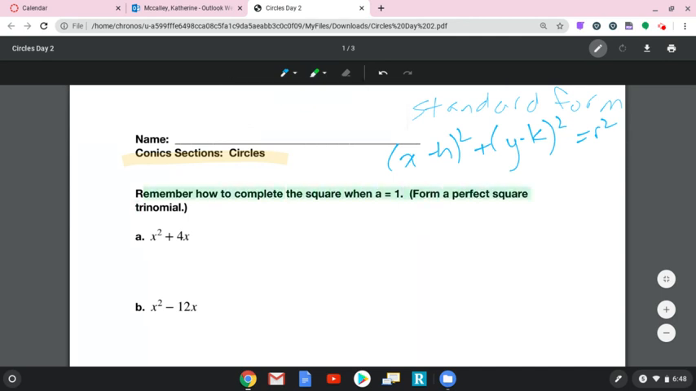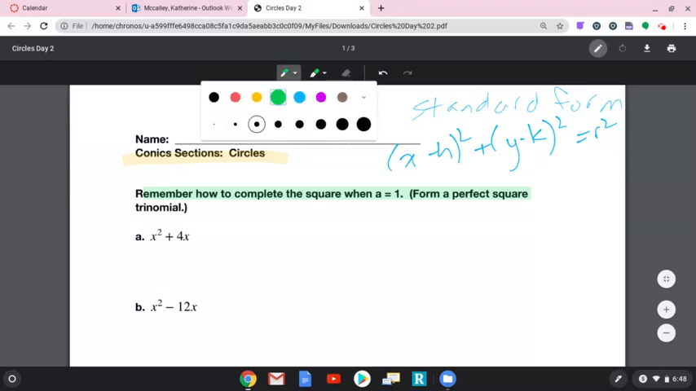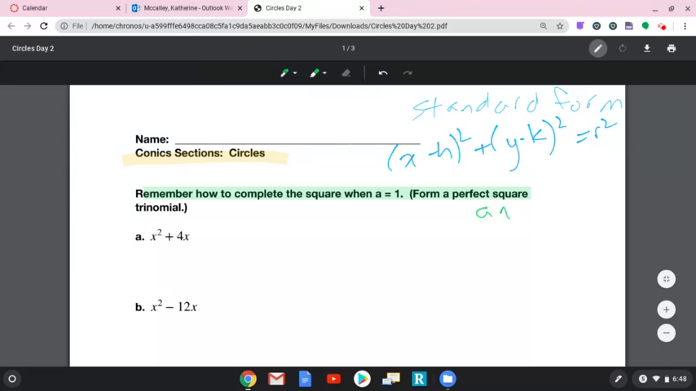And we're going to complete the square when a is 1. Now, what does a equaling 1 mean? It means when I have a quadratic in the form ax squared plus bx plus c, that a value is always 1. So that leading coefficient in front of that x squared term will always be 1.